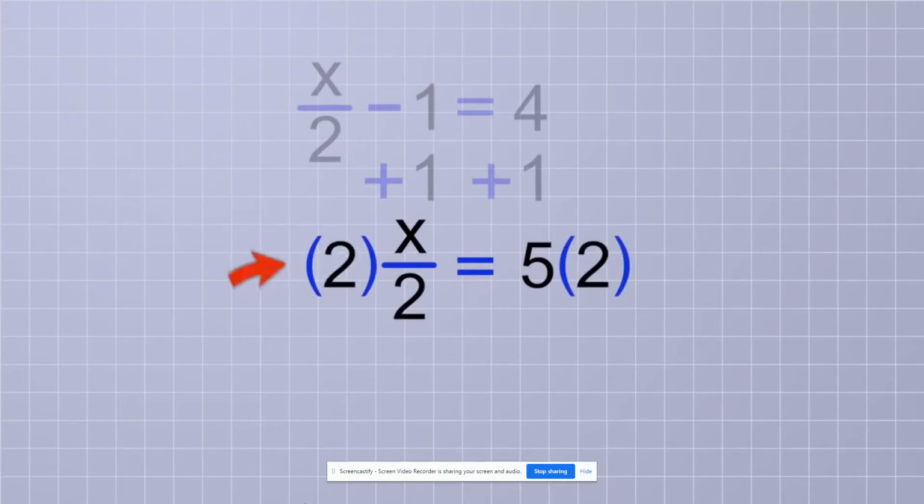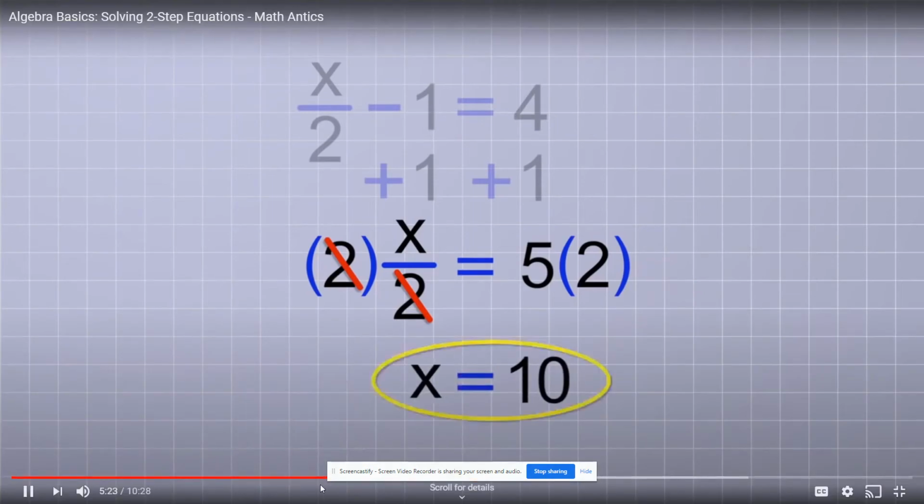On the first side, the 2's cancel, leaving x all by itself. And on the other side, we have 2 times 5, which is 10. So our answer is x equals 10. Those examples are pretty easy, right?